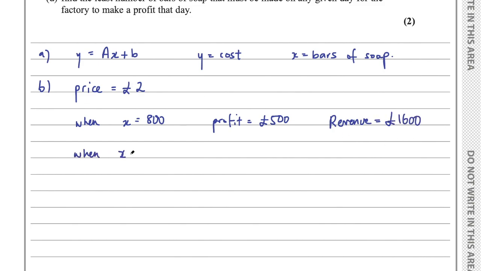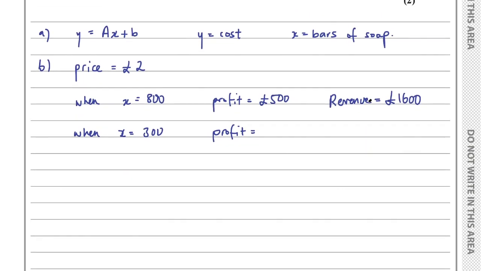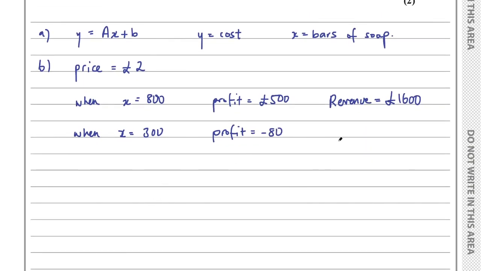Then we also know when x equals 300, so 300 bars of soap are made and sold, the profit was a negative. Well, they called it a loss in the question. They said the factory makes a loss of £80. So I could also say profit equals negative 80, same thing. And we also made a revenue, the total money made, bars sold times the price, £600. Okay, the next part of this is to say that the profit equals the revenue, total money made from sales, take the cost of producing those bars of soap.